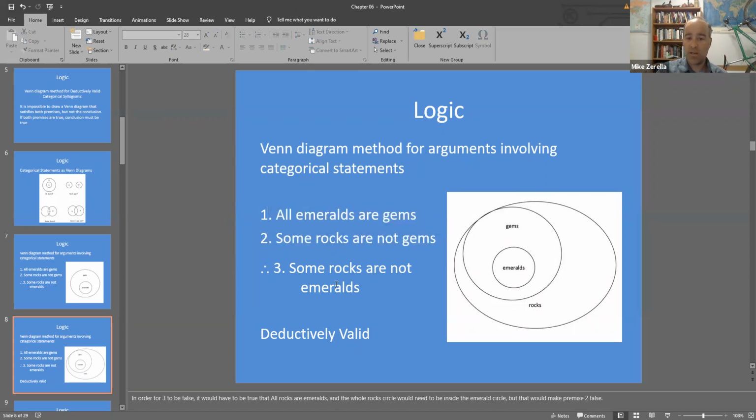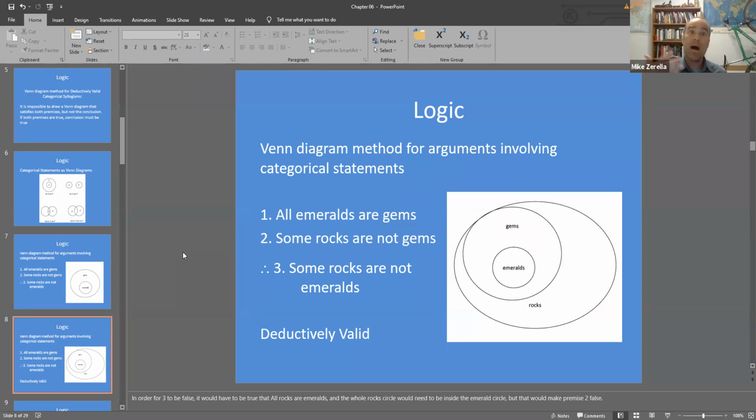But then notice what it does for the conclusion. Some rocks are not emeralds. Is that shown in our diagram? It sure is. In order to draw this in such a way that the conclusion would turn out to be false, so the conclusion says some rocks are not emeralds, in order for that to be false, it would have to be true that all rocks are emeralds. Well, we can't draw it that way and still satisfy the second premise that some rocks are not gems, because in order to make the conclusion turn out false, the rocks circle would have to be completely contained within the emeralds circle. And that would be a violation of the second premise.